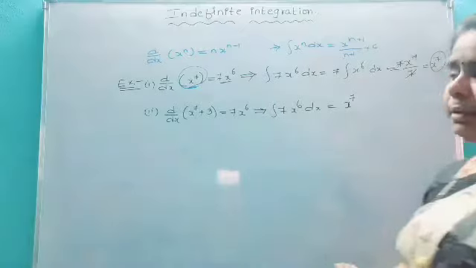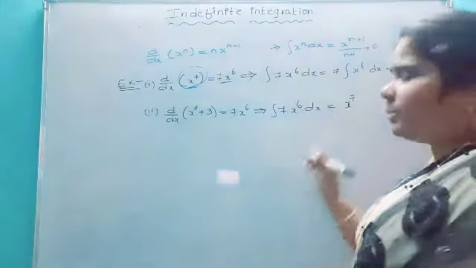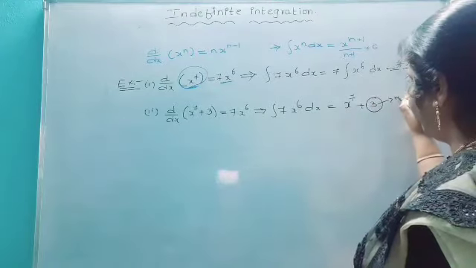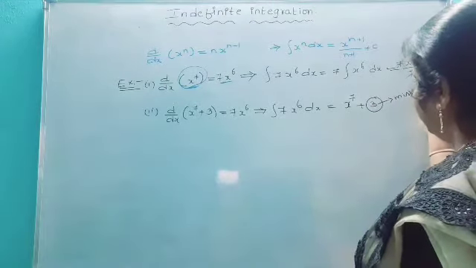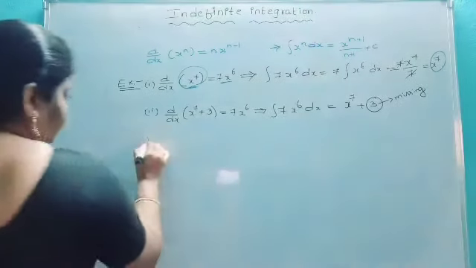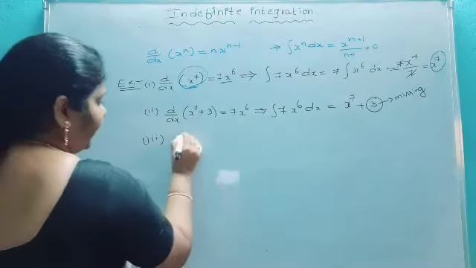x power 7 plus 3 should come. Here 3 is missing. Actually 3 should come, here 3 is missing. Next, take one more example.